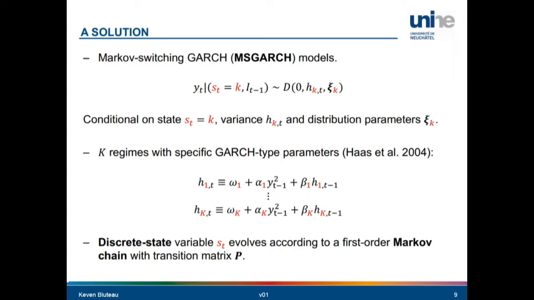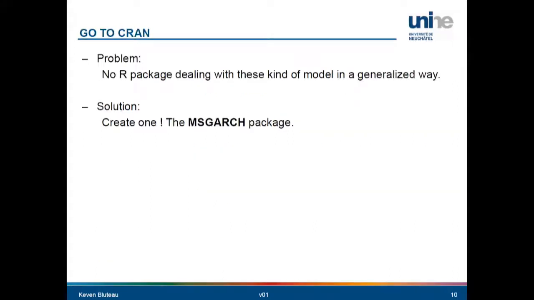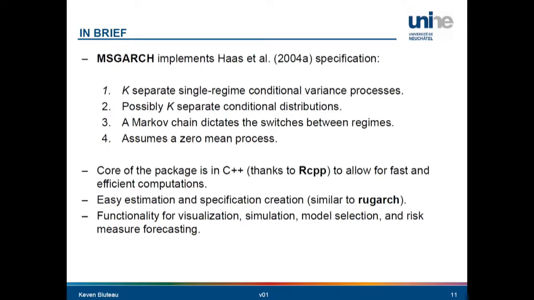I was quite interested in this model, so I went to CRAN, and there's no package dealing with that, so we created one. The MSGARCH model, in a nutshell, is K separate single-regime conditional variance processes, possibly with K separate conditional distributions. You can have the same shape parameter by state, or you can switch them if you want. A Markov chain rules the switch between the regimes, and we assume a zero mean process, so the mean has been removed from the return process before modeling the volatility.